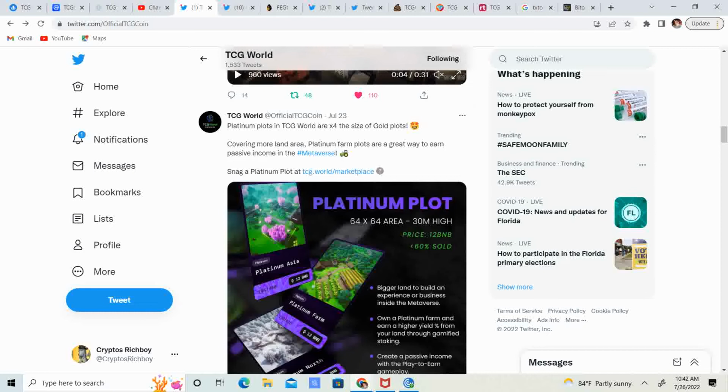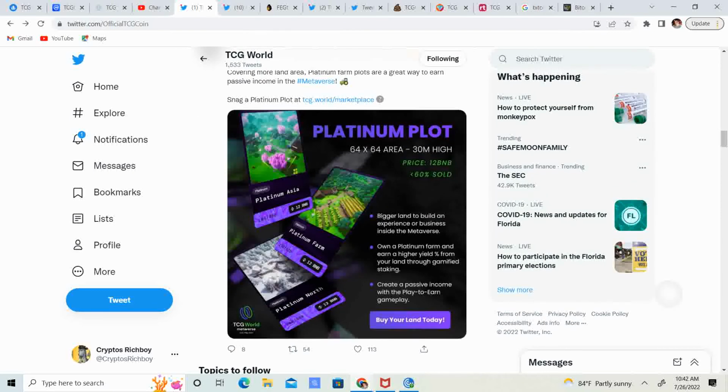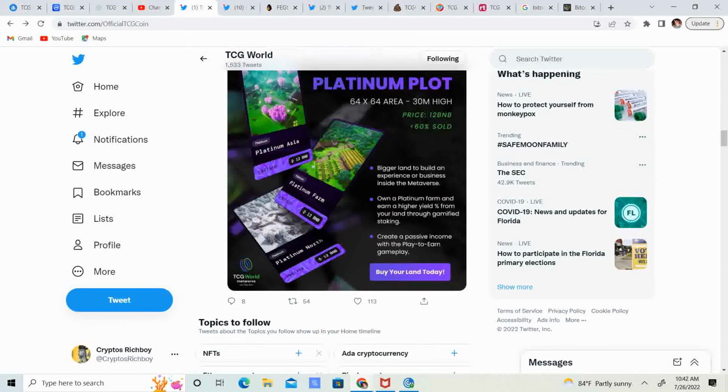So that is something, don't sleep on it. So platinum plots are four times the size of gold plots. So 64 by 64 area, 30 meters high, price is 12 BNB. 60% of those have sold. So guys, with the platinum plot, you get bigger land. So build an experience or business inside the metaverse. Own a platinum farm and earn higher yield percentage from your land through game field staking. Create a passive income with play to earn gameplay.